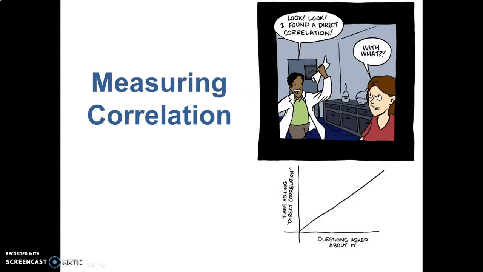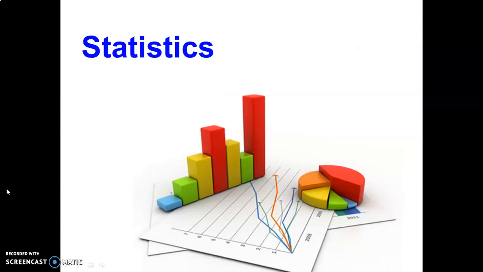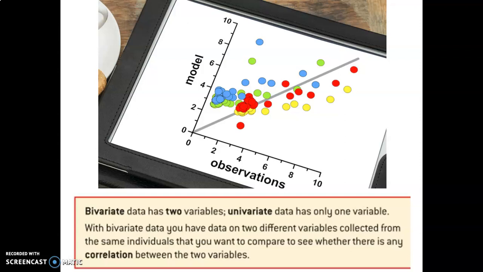Your lesson on measuring correlation. This is an important part of statistics, and it deals with bivariate data, which is data that has two variables. We have looked at univariate data, which has only one variable, but correlation is a measure of how one variable, which can be represented on one axis, correlates or has a relationship with another variable on the other axis, and often this is done through a scatter plot.